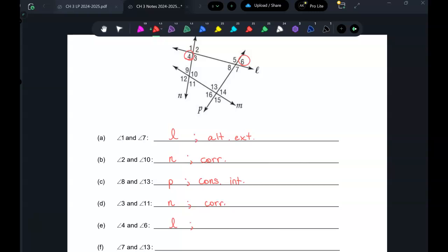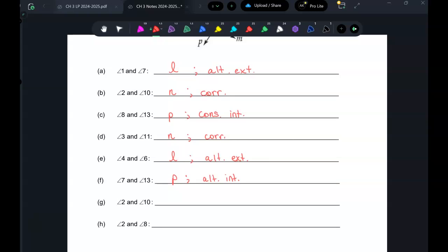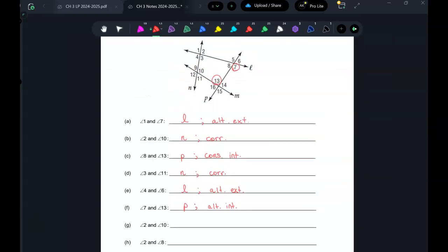Alternate exterior. Good. The nice thing about the terms is they're kind of self-explanatory, right? Alternate, meaning different sides. Exterior. Okay, 7 and 13. P is the transversal. And they are alternate interior. Good.